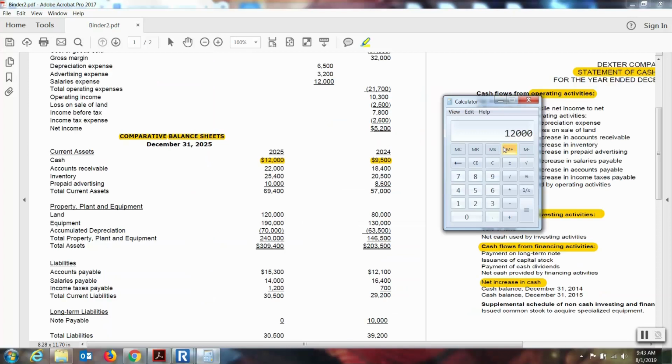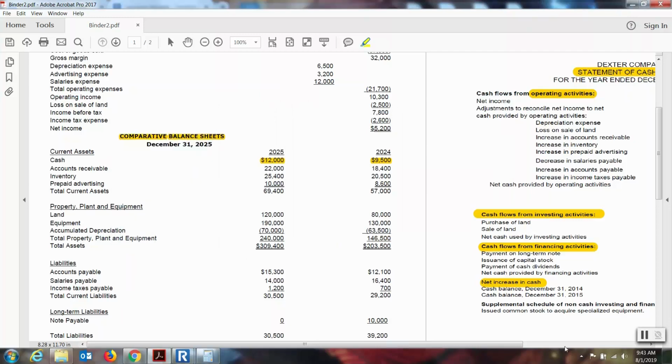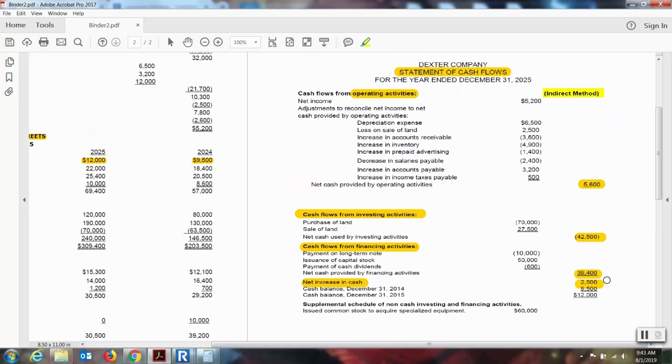Let's go back over to the comparative balance sheets and look at the cash account. So the current balance, 2025, the current balance in cash is $12,000. The balance at the end of 2024, which became our beginning balance on January 1st of this year, was $9,500. So that means there was a net increase in cash, a positive increase in cash of $2,500. And that's exactly what we found to be true when we prepared our statement using this indirect method. And by the way, even when you prepare the statement using the direct method, you will get the same answer.